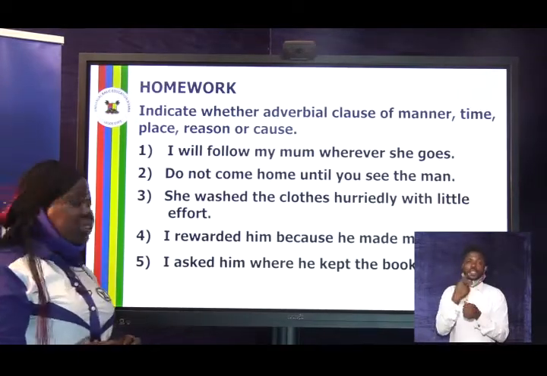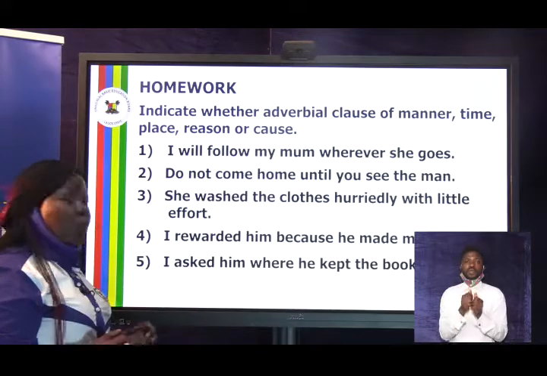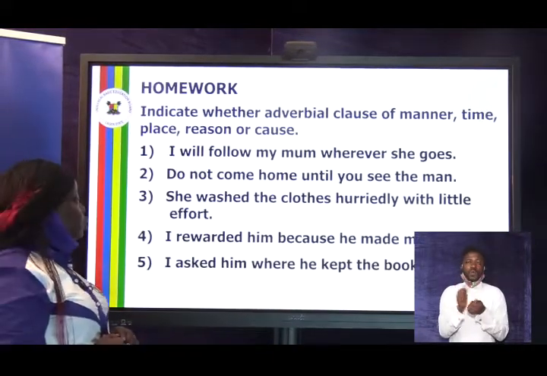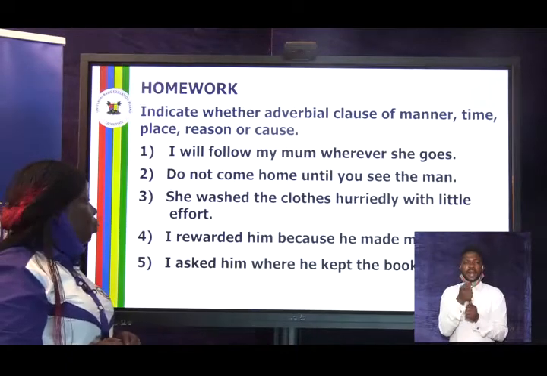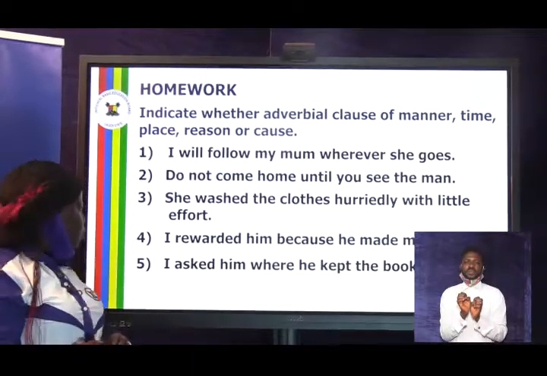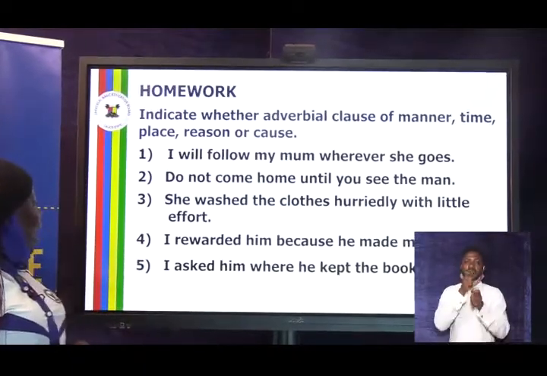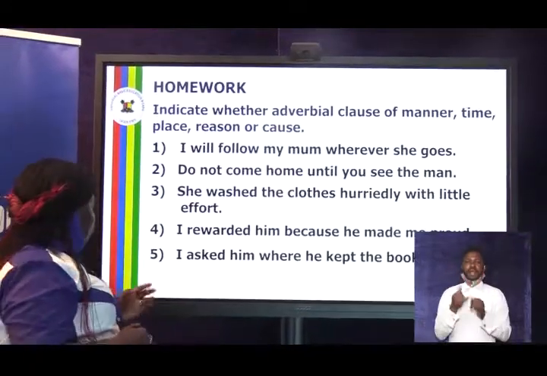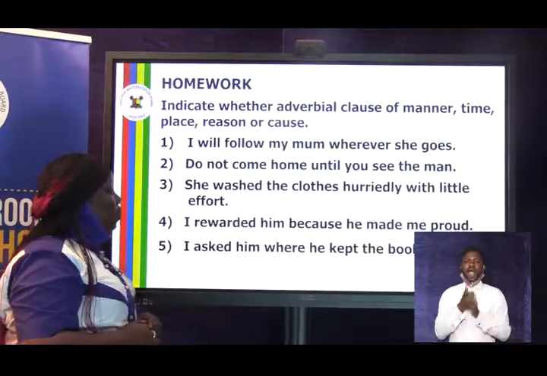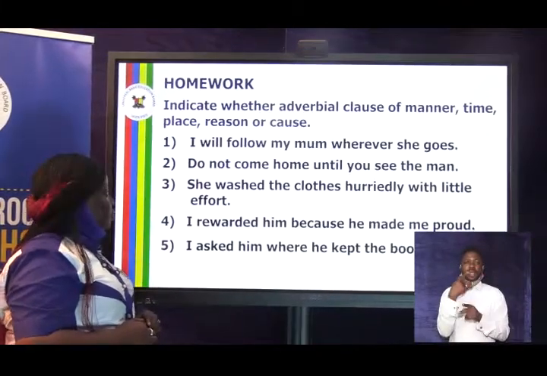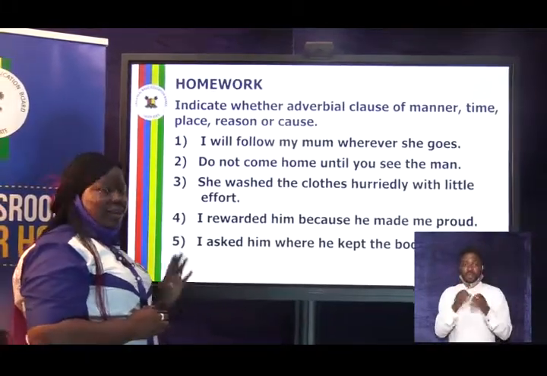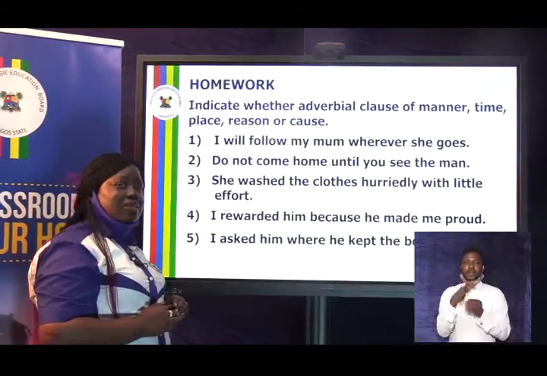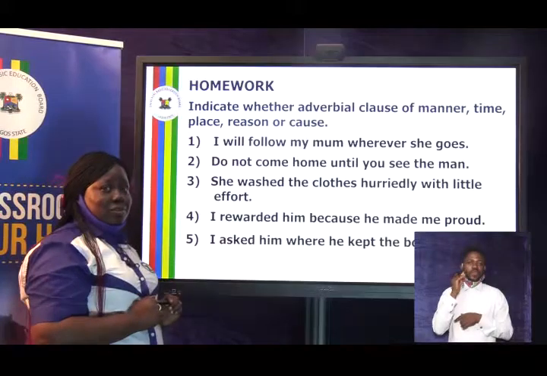3. She washed the clothes hurriedly with little effort. 4. I rewarded him because he made me proud. And the last one, I asked him where he kept the books. You know what is at stake if you do your homework. Definitely you'll get packs of Good Life Magic Juice.